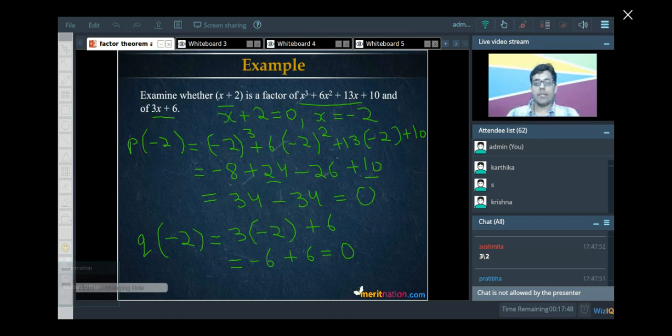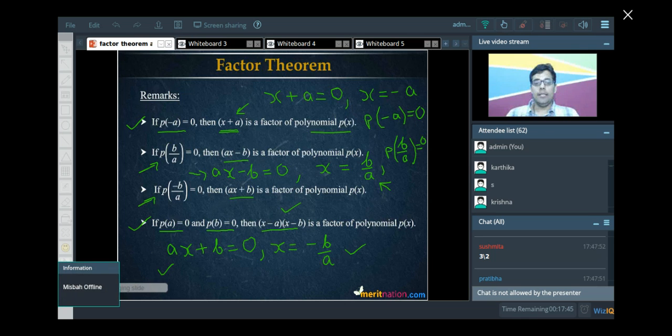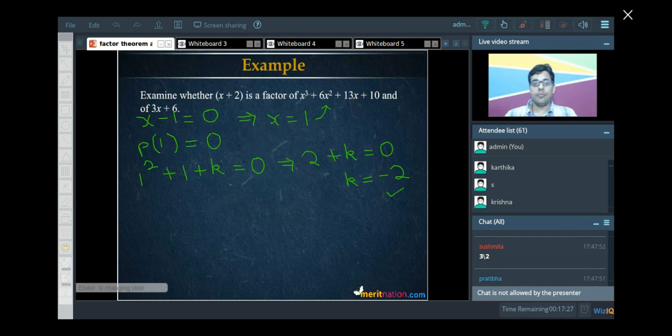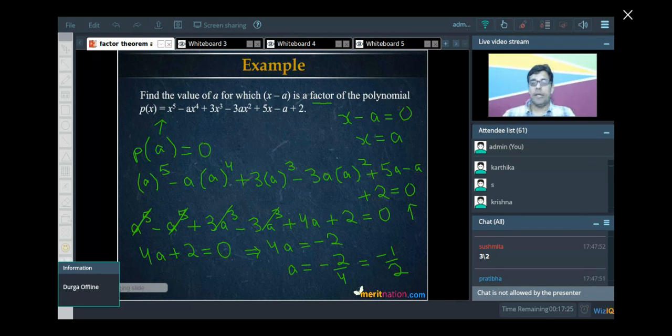And here we have some remarks about it. In these remarks, just put the divisor as 0, find the value of x, and then put that value back into the polynomial. It should come as 0 if the divisor is a factor of the polynomial. Next, here are some examples based on the factor theorem and the remainder theorem.